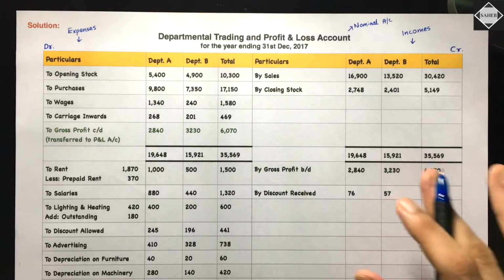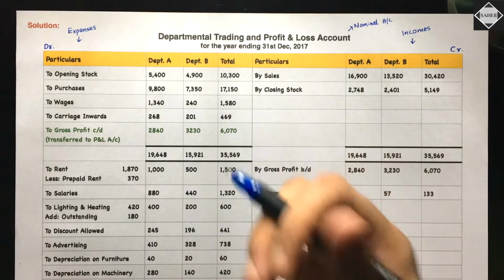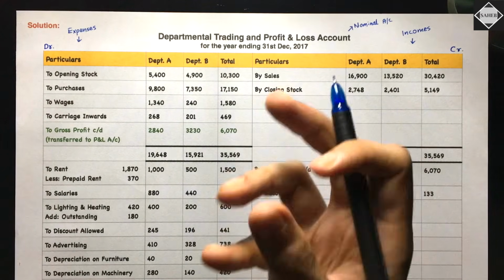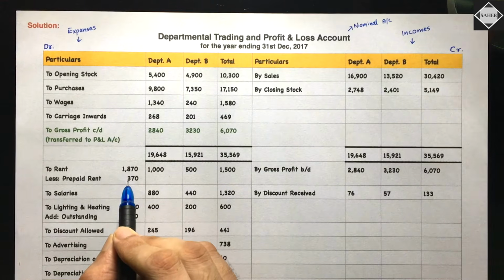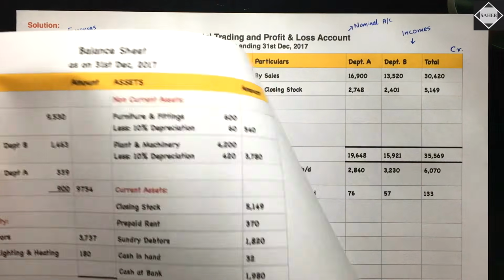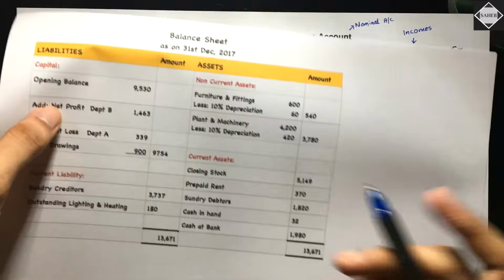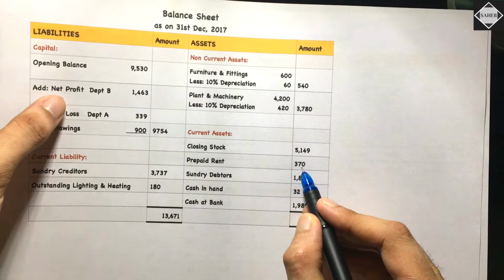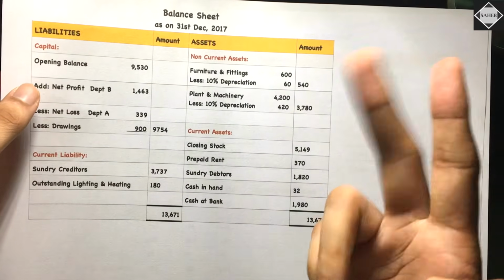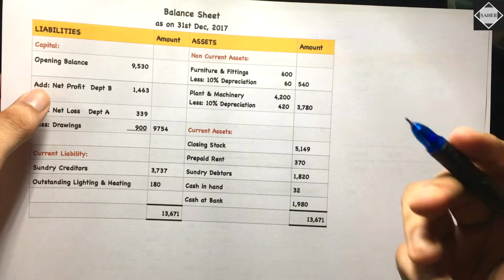I told you, right? Prepaid rent is the benefit that we are going to get in the next accounting period. It's a current asset. Here you have subtracted 370. So that 370 will appear over here in the balance sheet as a current asset. Prepaid rent 370. Remember that. Always adjustment will have two effects because we are following double entry accounting system.